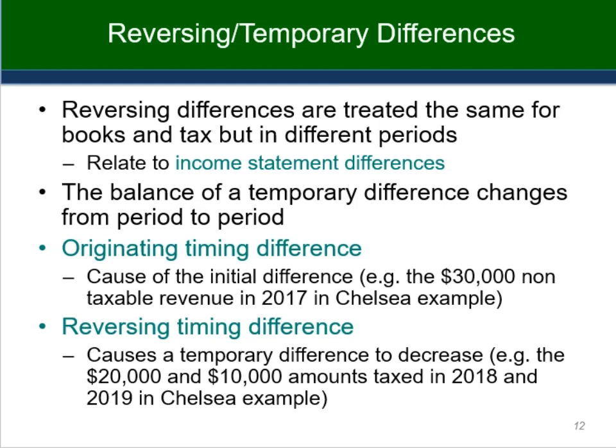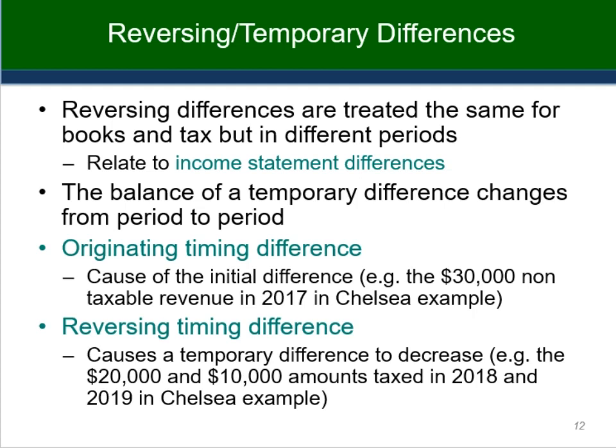The originating timing difference was the initial difference between accounting and taxable incomes. And then the reversing timing difference is when it was accounted for or reversed. In the same way that accrual entries are reversed, the timing difference also reverses over time. So all of the items that we discussed previously can result in differences between amounts reported for book purposes or accounting purposes and those reported for tax purposes.